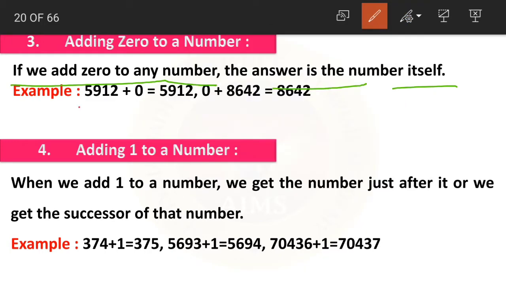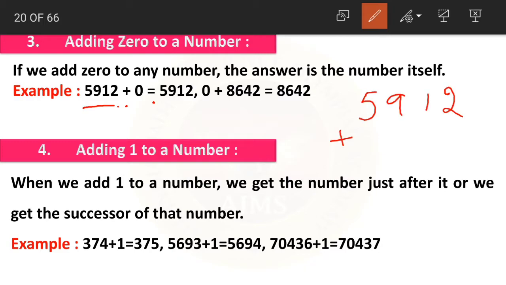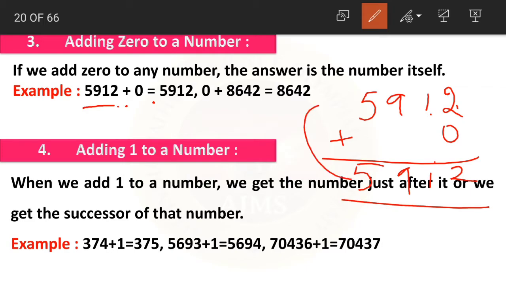Yes, children, this is the easiest of additions, right? Whenever any number is given with 0 for addition, you need not perform addition even. Simply write the number itself. Yes, now look at the example here. 5912 plus 0 is equals to, see, 5912 plus 0, 2 plus 0, 2, 1, 9, 5. What did we get? The same number, 5912.